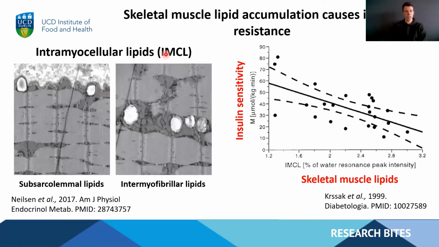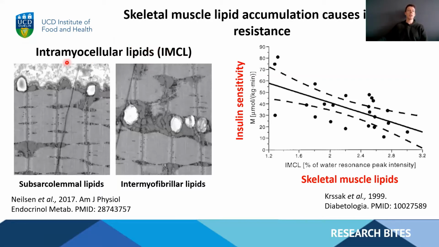Skeletal muscle is probably the main focus of the work I'm going to talk about today, and insulin resistance in skeletal muscle. One of the primary mechanisms thought to be involved in driving skeletal muscle insulin resistance is the accumulation of ectopic lipids or intracellular lipids, which we call IMCL.